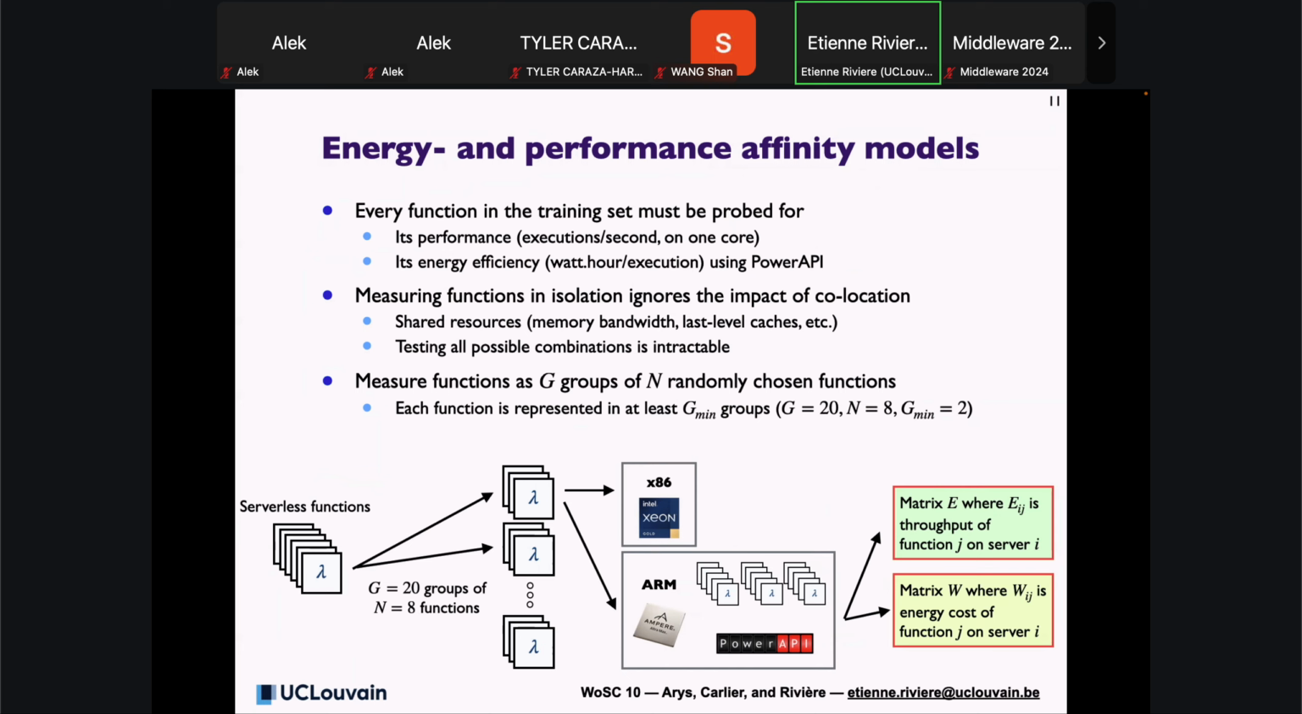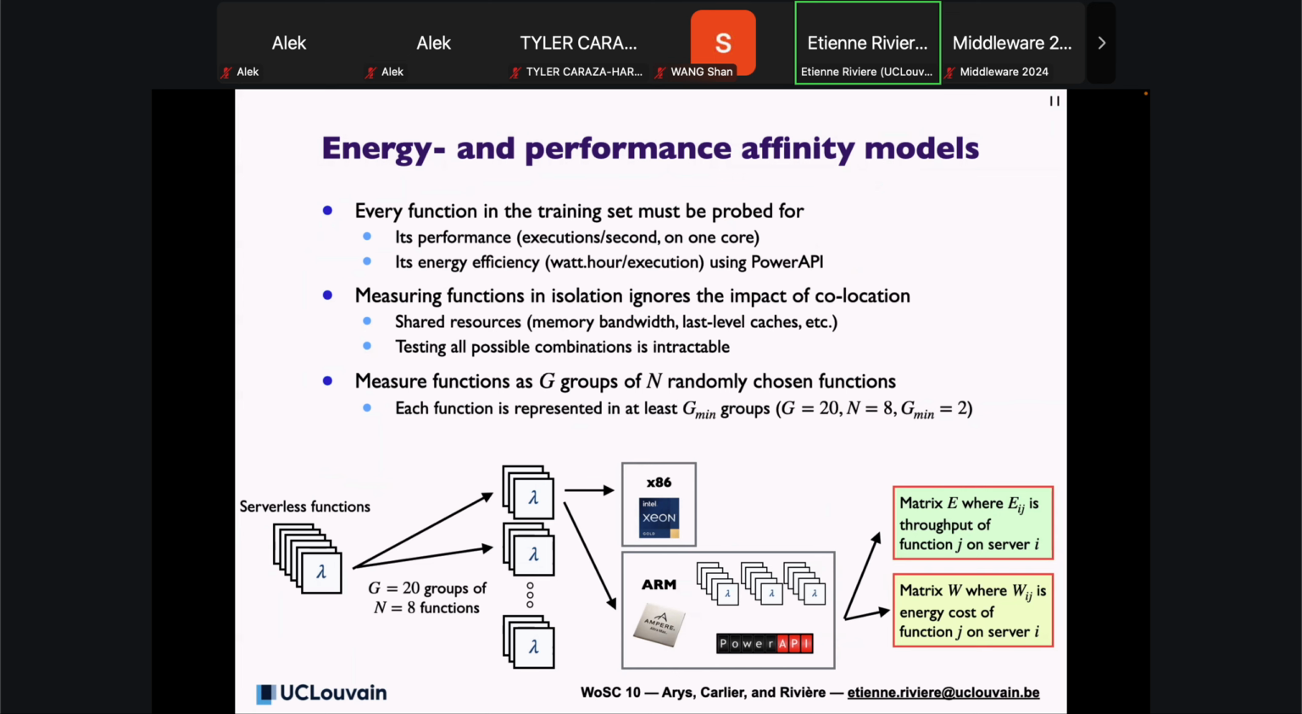So it tells us this function can run 300 executions per second on ARM and 250 on Xeons, or the other way around, but also how much energy cost in watt hour per function the function takes to run on each of the servers, right? So these are the models we will use for doing the scheduling, okay?